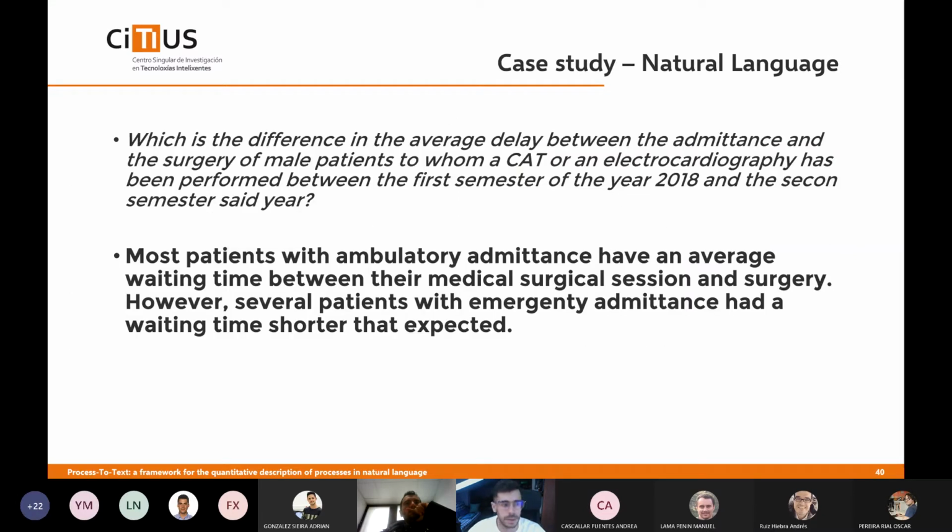So from the initial question the medical experts proposed, a natural language text is generated through our framework from process data. So the final result, to answer the question posed, would be: most patients with ambulatory admittance have an average waiting time between their medical surgical session and surgery. However, several patients with emergency admittance had a waiting time shorter than expected.